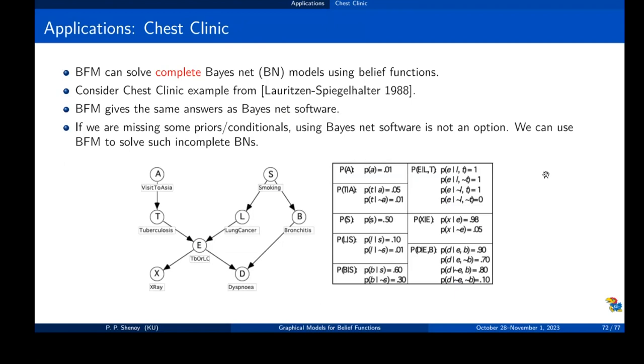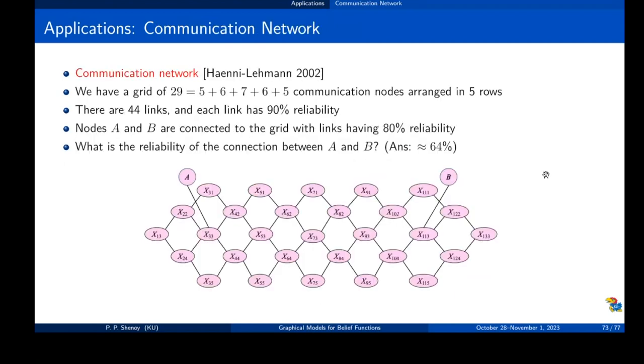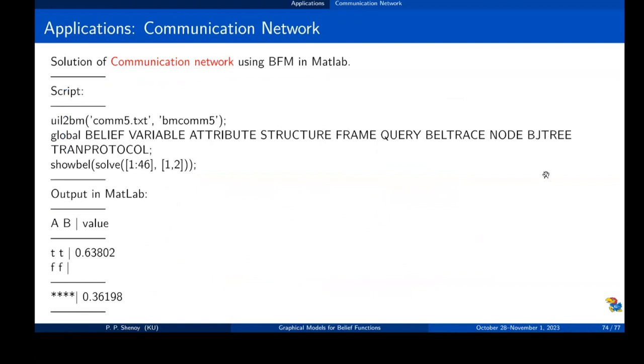Anyway, so this is my model. You can actually solve it and get exactly the same answers as the Bayesian network. And this is a grid. This is the communication network. So basically, the result here, as I said, is about 64%.